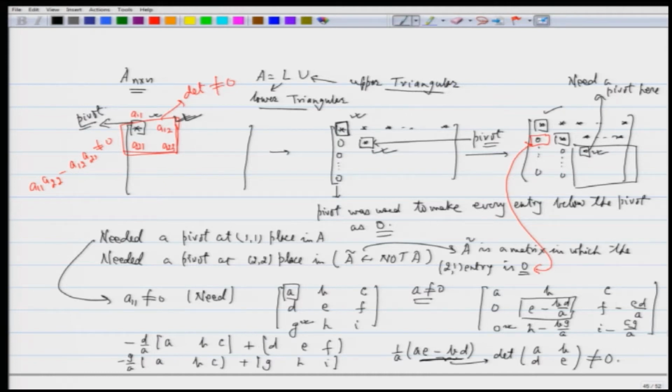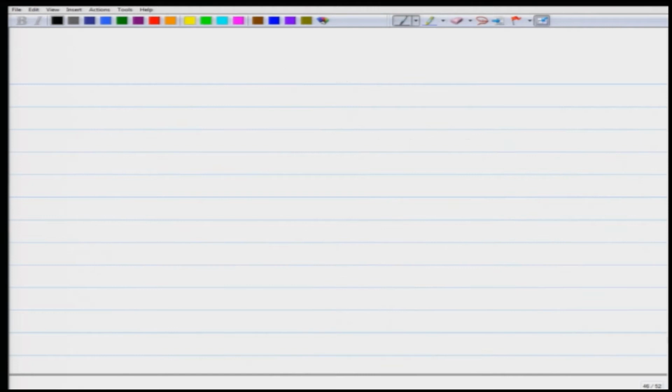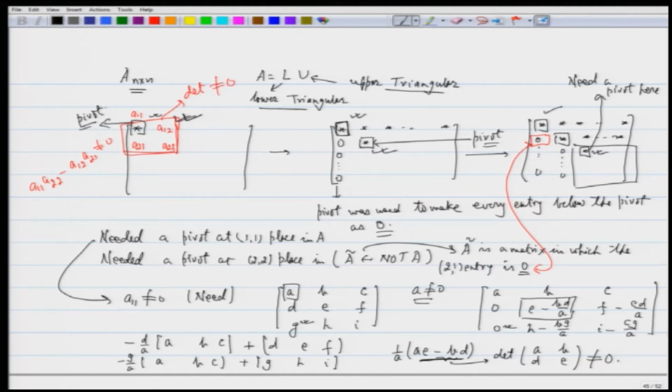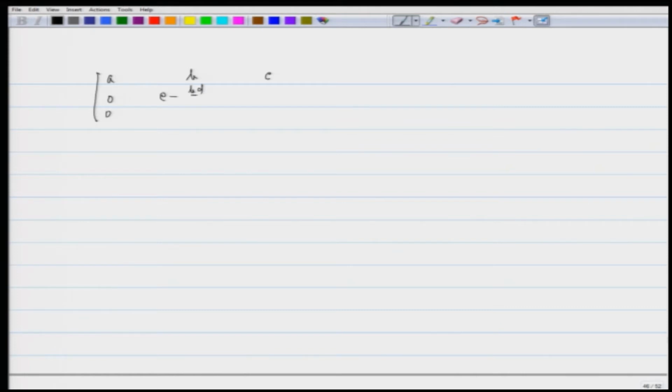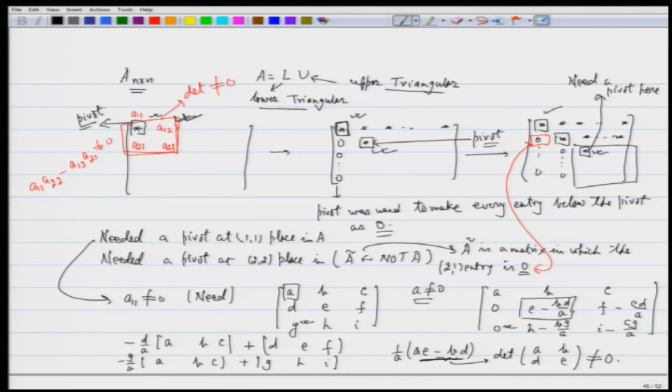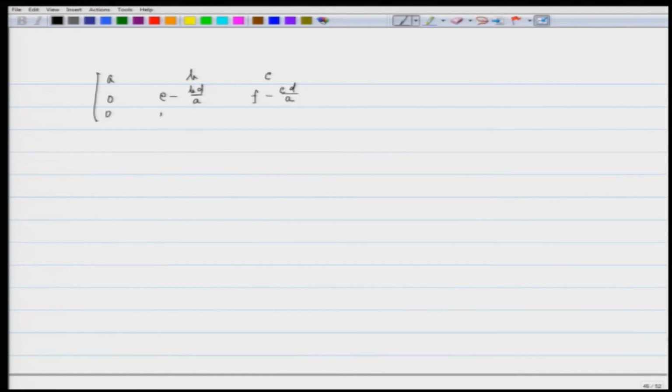Fine. So let us take this matrix that I have here and write it at the next place. So what I had was, let me write it again, A, B, C, 0 here, 0 here. Here I had E minus BD upon A, then it was F minus CD upon A, H minus BG upon A, I minus CG upon A. This is the matrix I had.